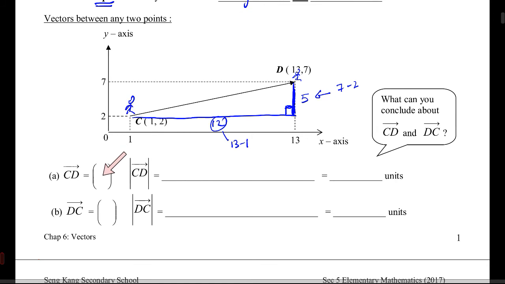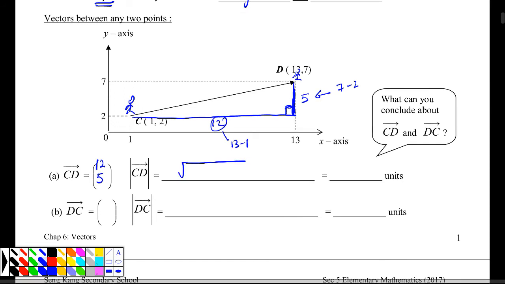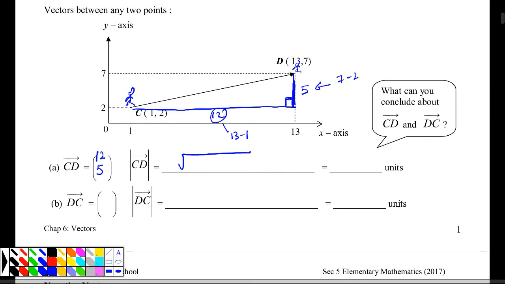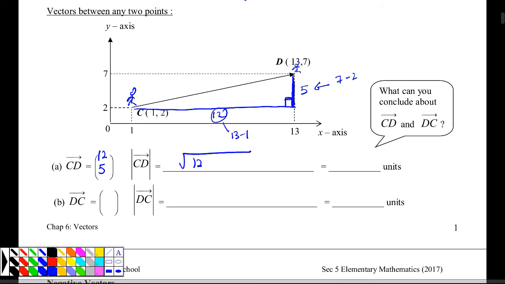12, 5. Very good. 12, 5. Okay. Now I want to find the magnitude. What do I do? Square root. Draw the 2 line. I drew already, right? So square root what? 12 square plus 5 square. And what's the answer? 13. So this is just 13 units.